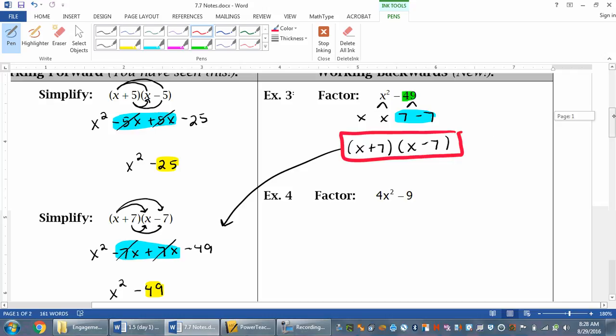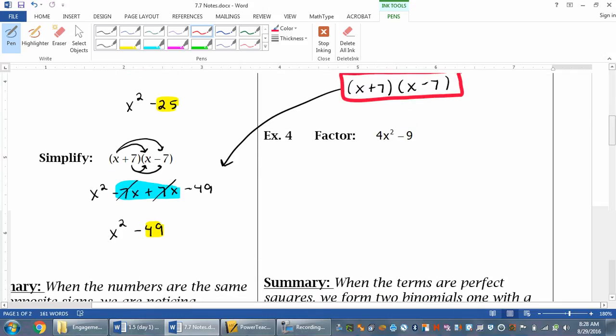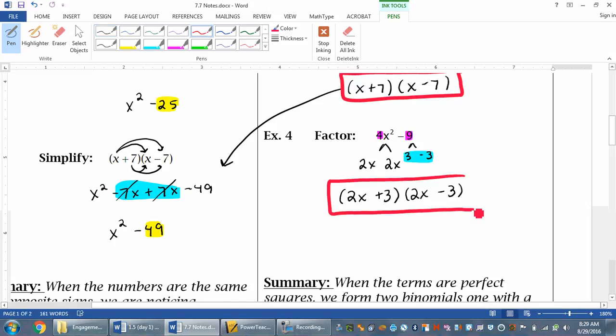Another way we can see it is, let's look at example 4. Again, you have a binomial, but you should recognize that 4 is a perfect square and 9 is a perfect square. So instead of breaking up 4x squared into 4x and x, I'm going to take the square root of it. So I'm going to break up this 4x squared into 2x and 2x. And I'm going to break up 9 as 3 and negative 3. Again, because my middle term is 0, the factors of my third term have to add to 0. So my factors are 2x plus 3, 2x minus 3. Again, you can check that by redistributing and checking to see if you got what you originally had.